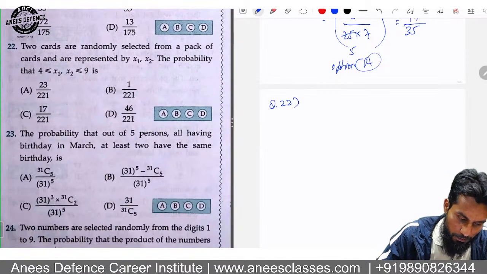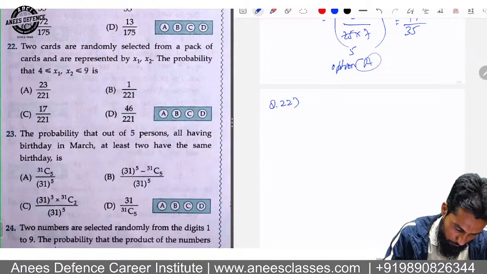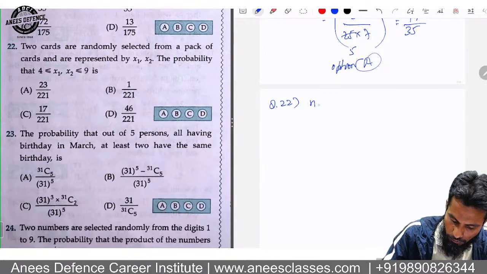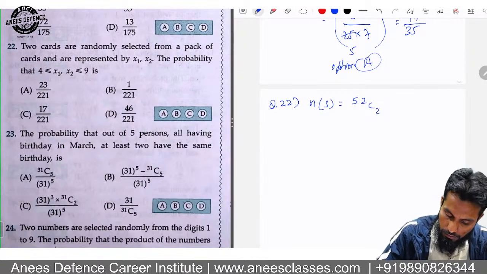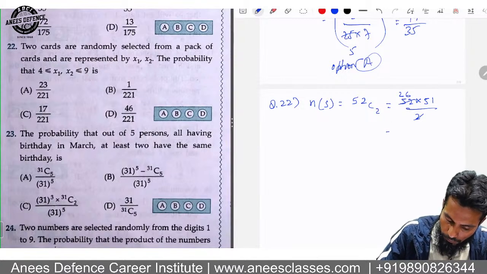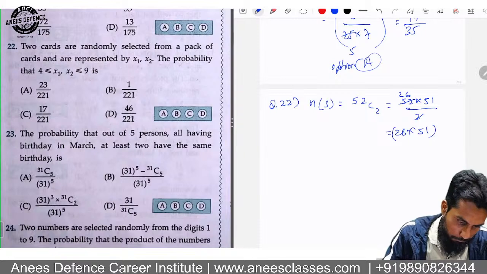First, to find out the sample space. How you will find the sample space here? N of S equal to 52 C2. Right? How much value you will get? 52, 51 upon 2. 26. Let it be 26 multiply with 51 only. No need to multiply. We will cancel it. Next.